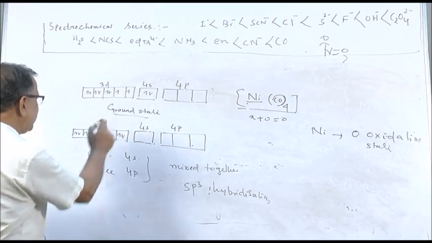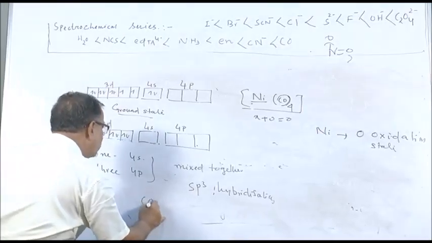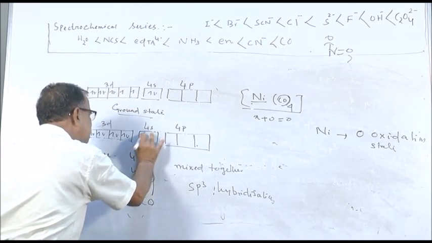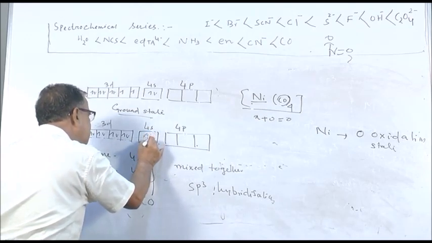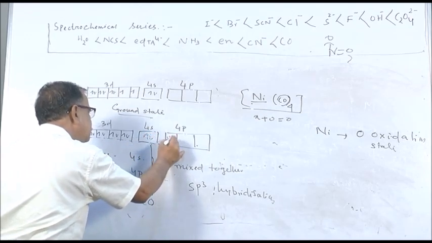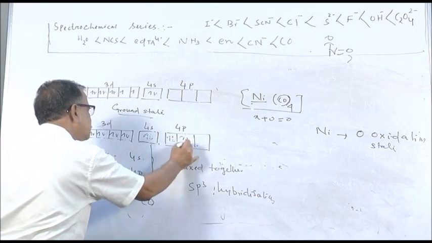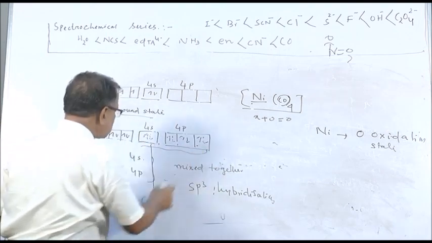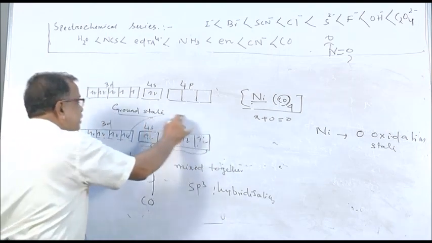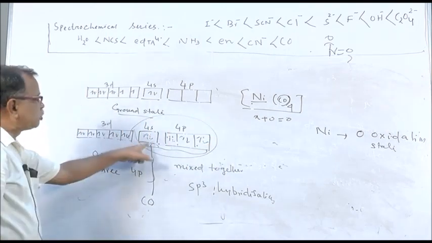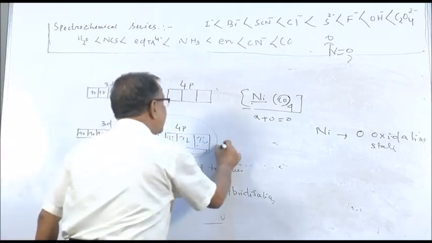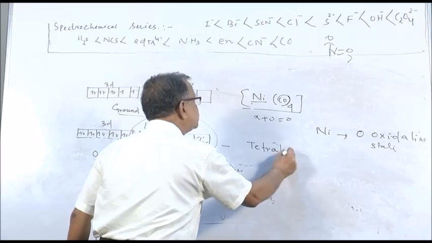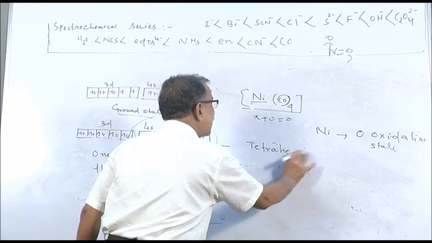After sp3 hybridization, the CO lone pair overlaps, giving these two electrons here. So these electrons come from the ligands. The hybridization is sp3 and the structure is tetrahedral. Ni(CO)4 is tetrahedral.